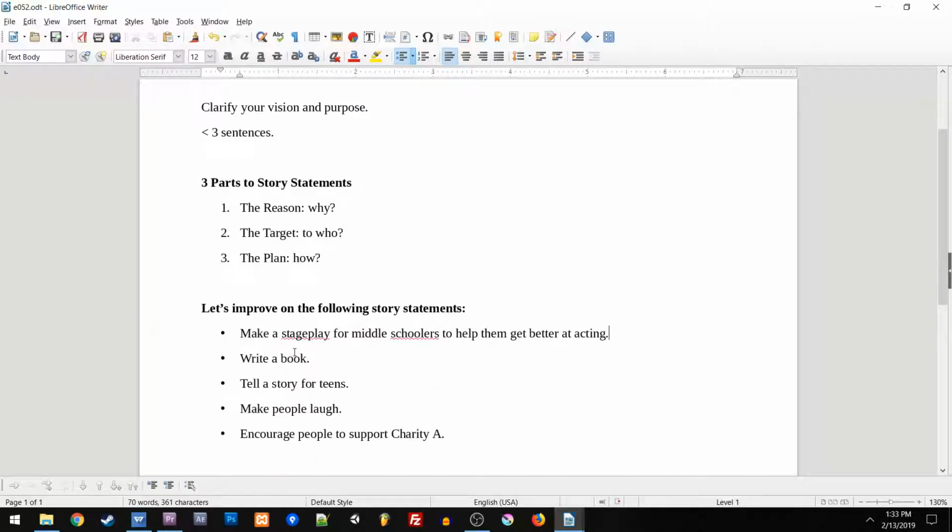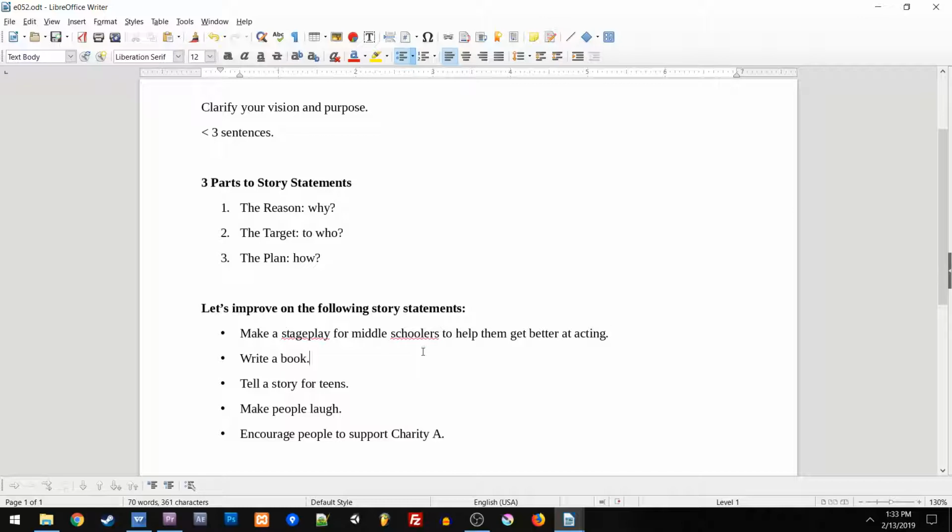For example, you're not going to go too dark because it's for middle schoolers and likely it's a part of the school. You know that you want to help them get better at acting, so you can look at what are some tricky parts of acting that people could really finesse, whether that's more character development, whether that's character switching back and forth, extreme personalities, and so on.